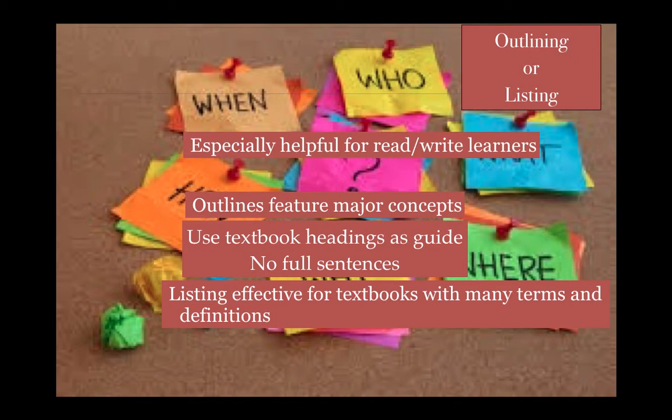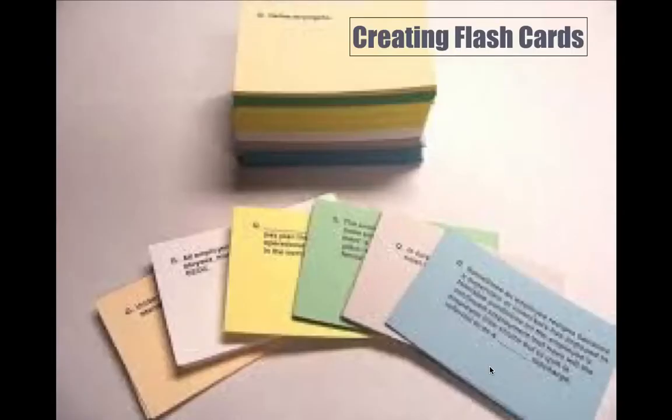Listing is effective for textbooks with many terms and definitions. You will be faced with many of those different things, even now with many of your books. Chunking, they talk about this, putting related terms together in a group. A very good technique. So next, creating flashcards.